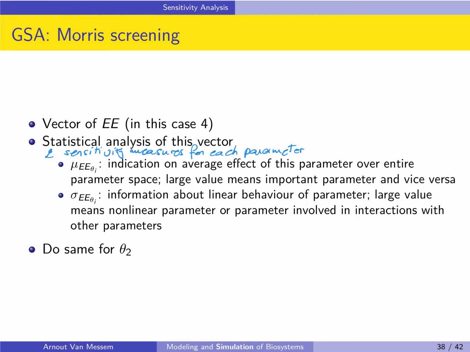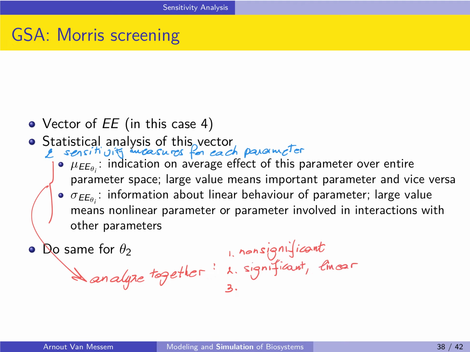If the value is large, this means that the parameter has a nonlinear behavior, or there would be interactions between this parameter and other parameters. It is important to look at both of those measures simultaneously. So you have to look at them together, and then you can distinguish 3 groups. Either there is a non-significant effect, so mu is very small, or there is a large linear effect, mu is large but sigma is small, or a large nonlinear effect when both of the values are large.